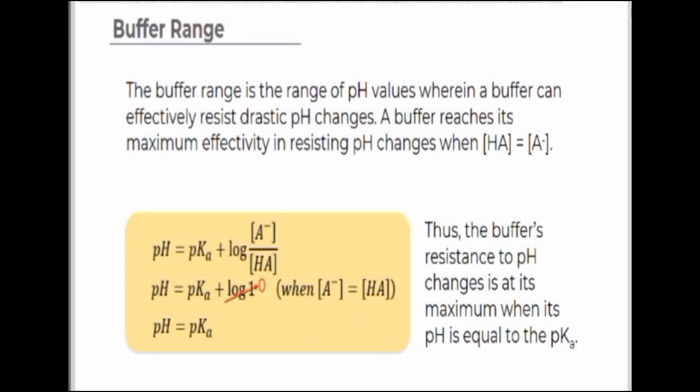The buffer range is the range of pH values wherein a buffer can effectively resist drastic pH changes. A buffer reaches its maximum effectiveness in resisting pH changes when the acidic and basic components are equal in concentration. When the acidic and basic components are equal in concentration, the second term on the right side of the Henderson-Hasselbalch equation is equal to 0, making pH equal to pKa. Thus, the buffer's resistance to pH changes is at its maximum when its pH is equal to the pKa.